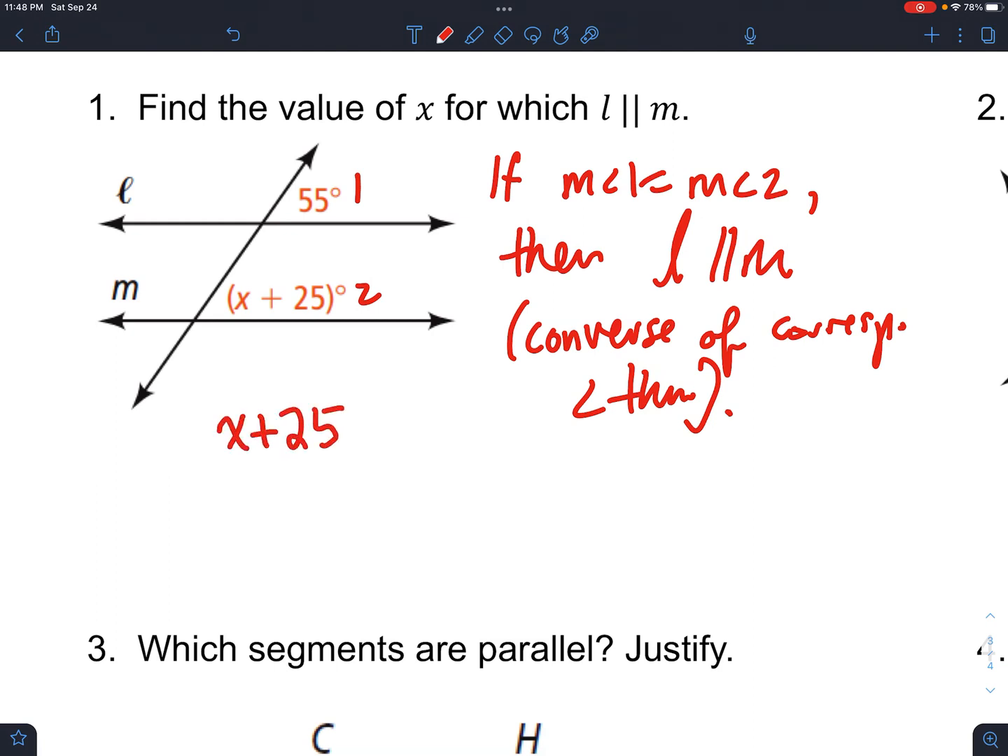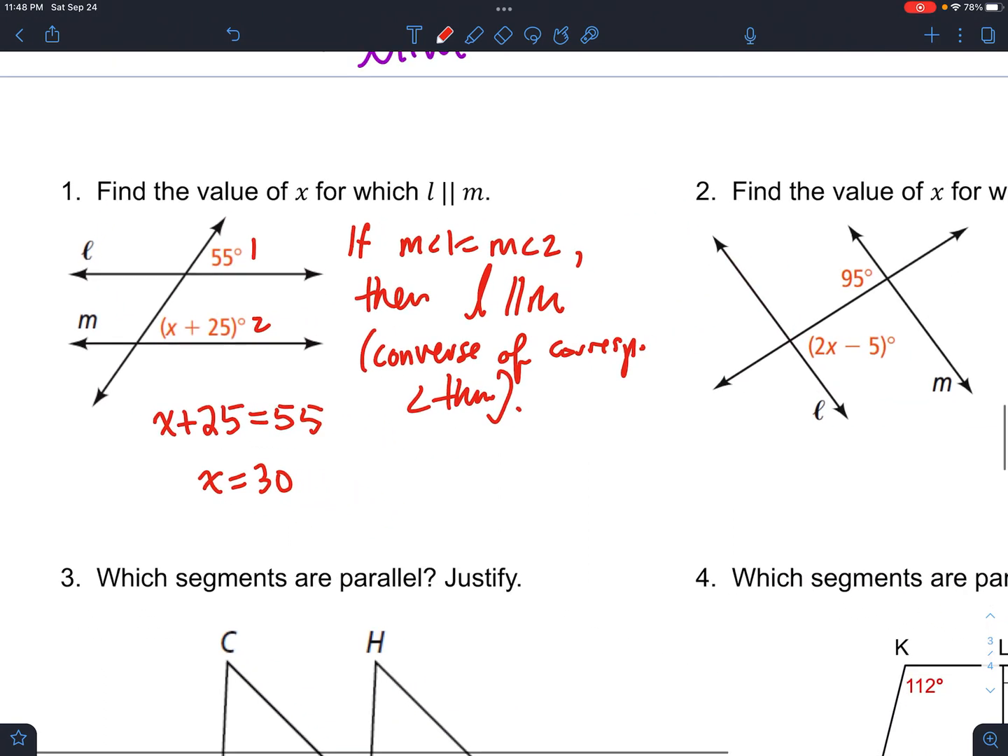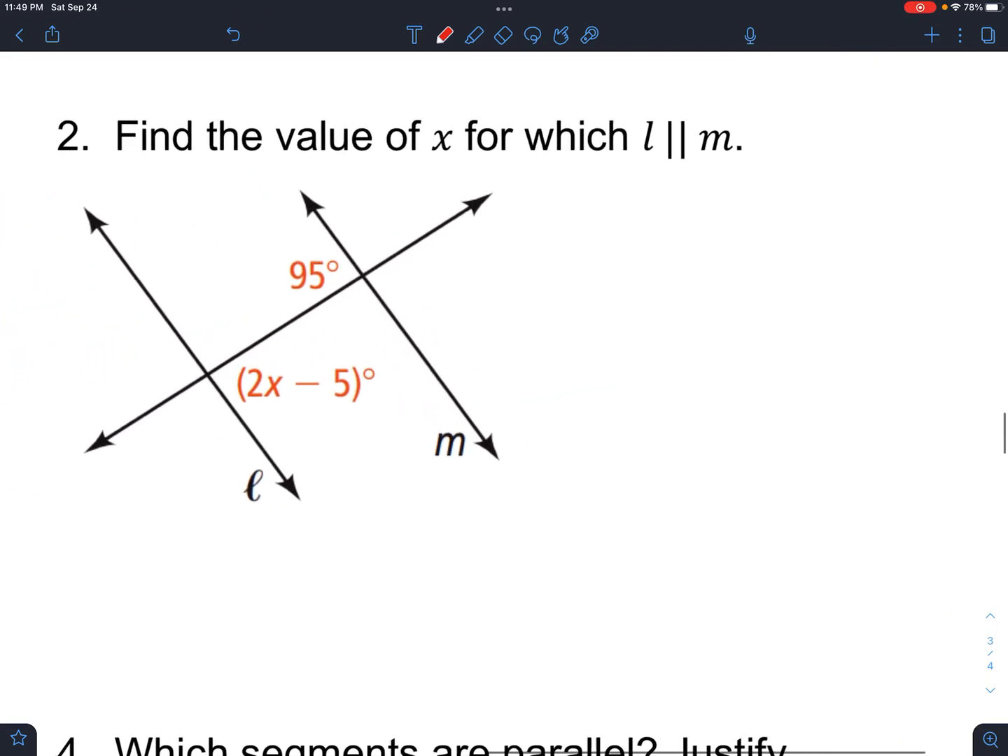So all you would need to do here is just ensure that these were the same, and the x value that does that is 30. Okay, so it's a big string of logic, but it goes something like this. If x is 30, then x plus 25 is 55. So angles 1 and 2 are congruent. And if those are congruent, then the lines are parallel because they're corresponding angles and they're congruent. Okay, so that's the string of logic there.